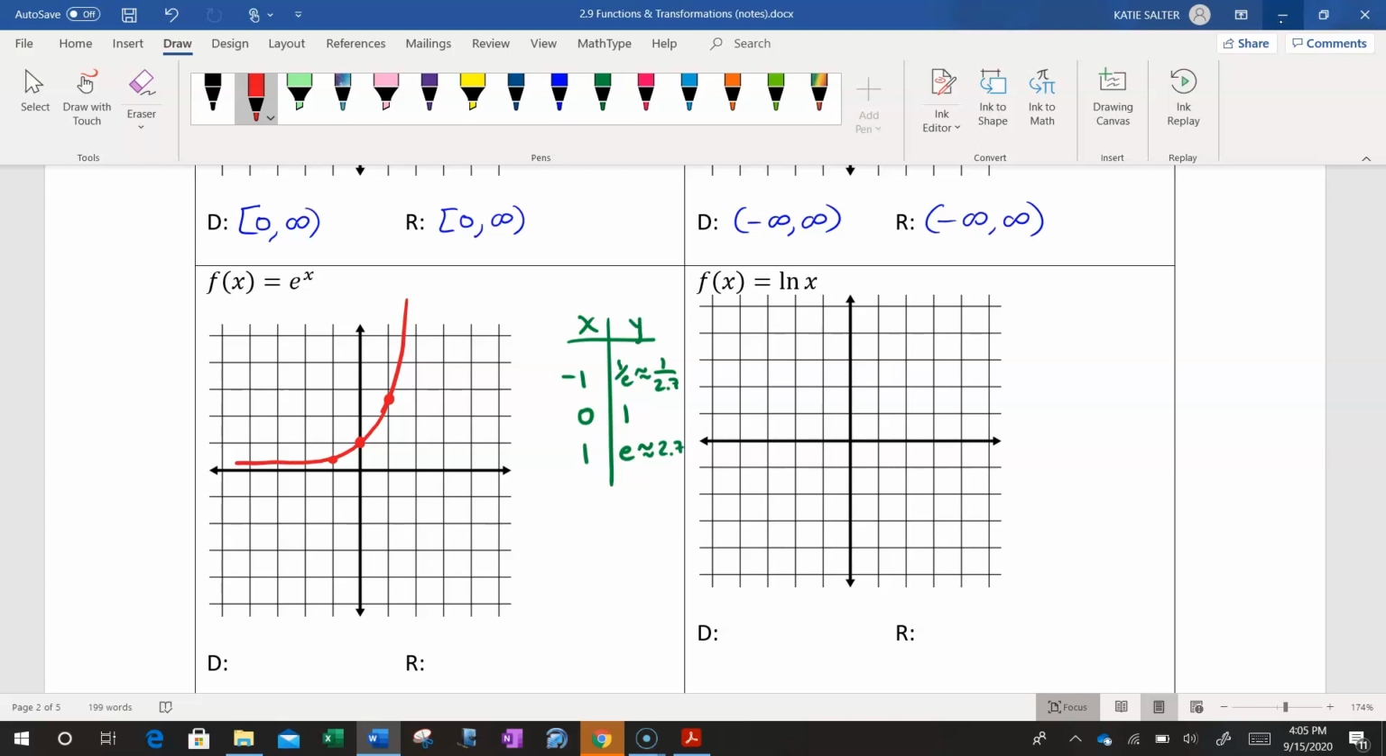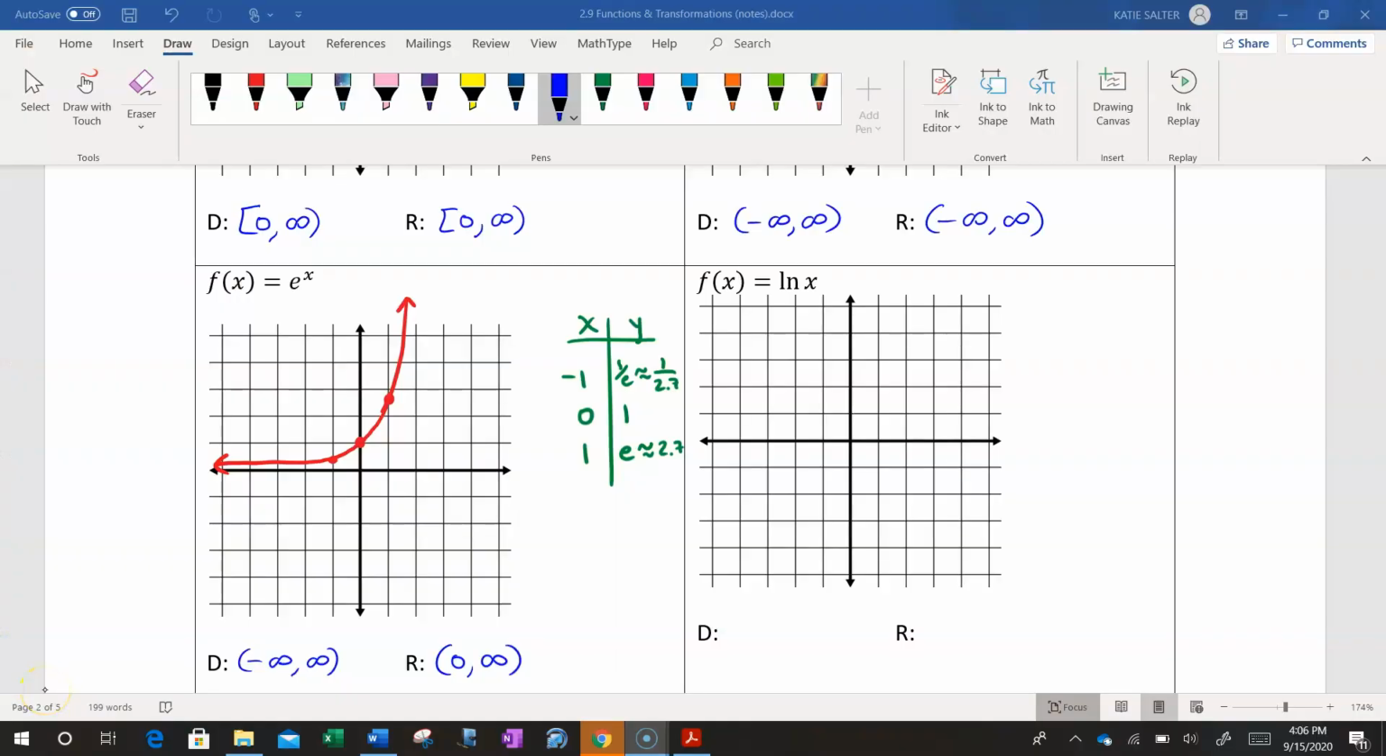We don't need 50,000 points on there. We know it's an exponential function. That horizontal asymptote is going to be at y equals 0. So the domain for this one is also all real numbers, like all exponential functions, but the range is from 0 to infinity, not including 0.